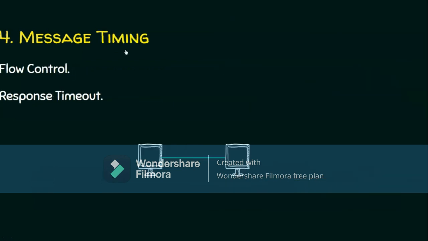Message timing is the fourth element of protocols. Message timing deals with flow control and response timeout. Let's first talk about flow control. Let's assume the sender is very fast and the receiver is slow. Since the sender is very fast, it can send data at high speed. What about the receiver? He can't handle that speed. If there is no flow control mechanism, the sender can keep on sending data, but the receiver cannot receive that data. So the entire communication will become useless. It is the responsibility of the protocol to provide a flow control mechanism.